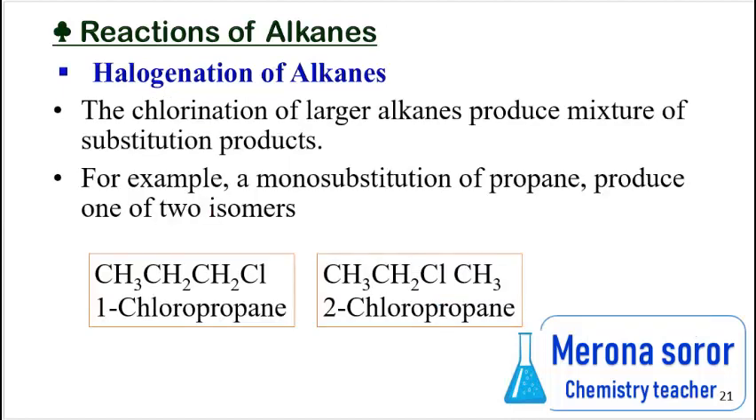Halogenation of alkanes. The chlorination of large alkanes produces a mixture of substitution products. For example, a monosubstitution of propane produces one of the 2 isomers, 1-chloropropane or 2-chloropropane.